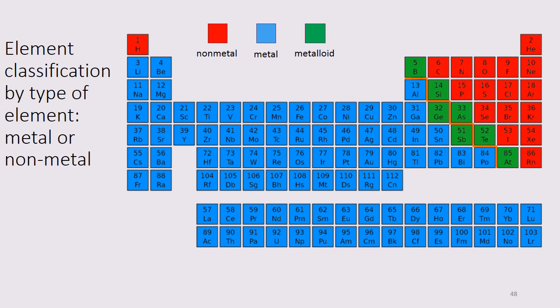However, you'll notice that we have a third characterization, and that is called a metalloid. Those elements in green that sort of border the orange line we call metalloids. So notice the blue ones are metals, the red ones are nonmetals. Hydrogen sort of acts by itself, and so it's actually a nonmetal. And then the green ones are metalloids.